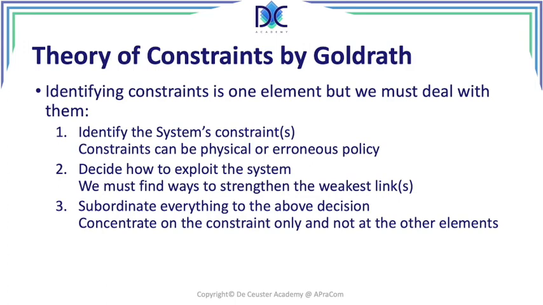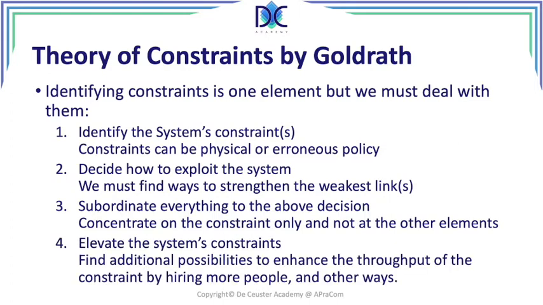Otherwise, the weakest link, the bottleneck, will work on products which are already defective and will create more problems later on. We have to subordinate everything to the above decision. We concentrate on the constraint only and not at the other elements. And then we elevate the system constraints. We try to find additional ways, for example, hiring more people, putting more machinery there, and so on.